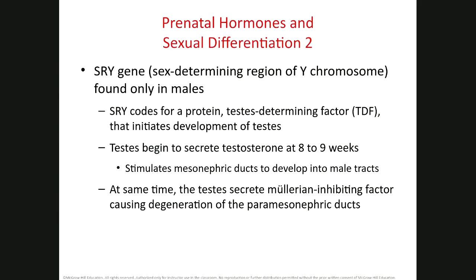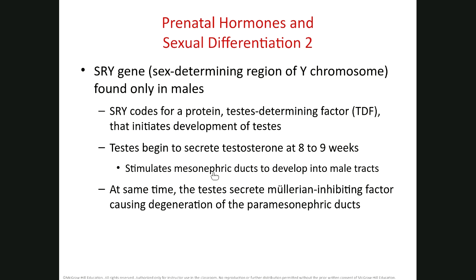Now, the breakaway happens because the male has the Y chromosome. In that Y chromosome, you'll have genes. There's a specific SRY gene, the sex determining region of the Y chromosome. Of course, because it's a Y chromosome, it's only found in males. The SRY codes for a protein, the testis determining factor. This will initiate the development of the testis in the male. The testis begins to secrete testosterone, the male hormone, at about 8 to 9 weeks.